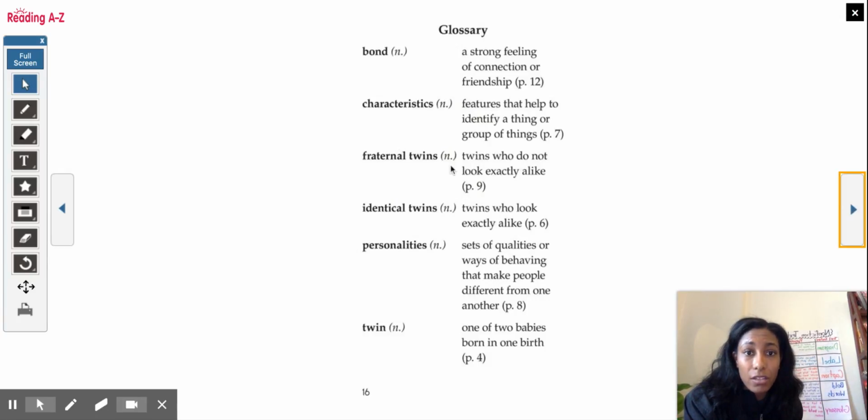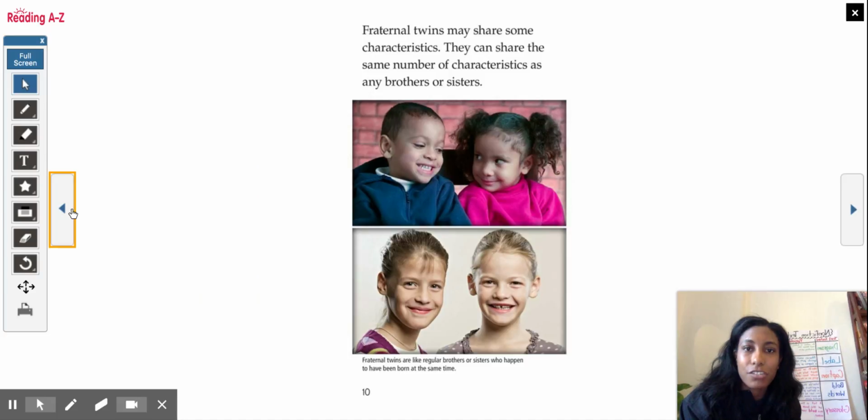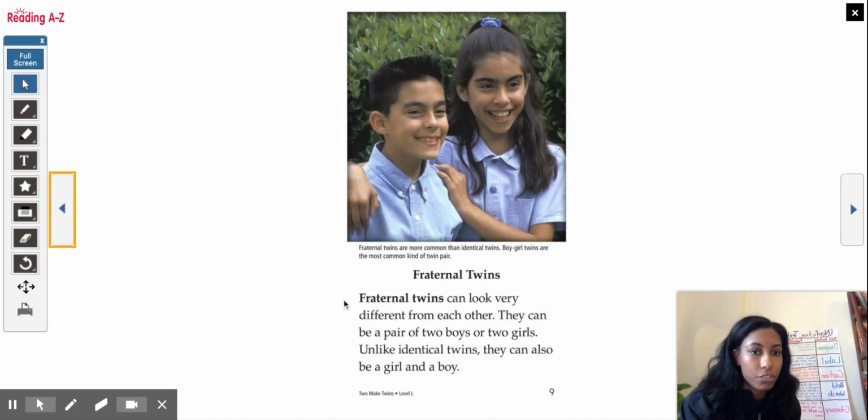Twins who do not look exactly alike. Ooh, so I know identical twins look exactly alike, and I know that fraternal twins do not look exactly alike. It was so helpful going back to the glossary just to make sure I completely understood fraternal twins.